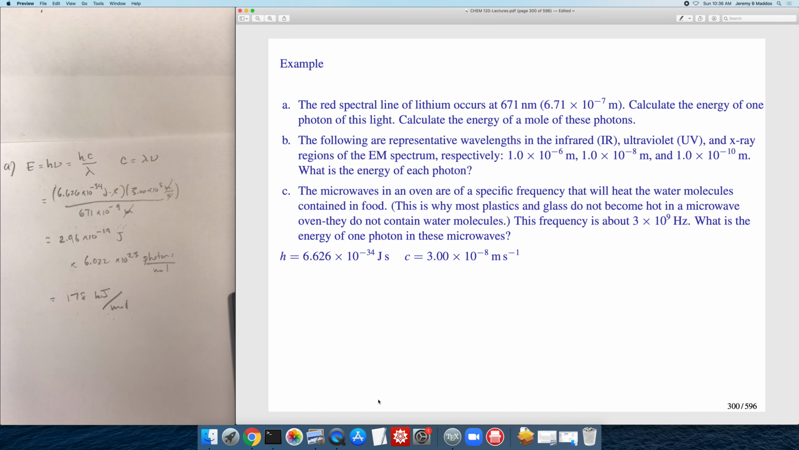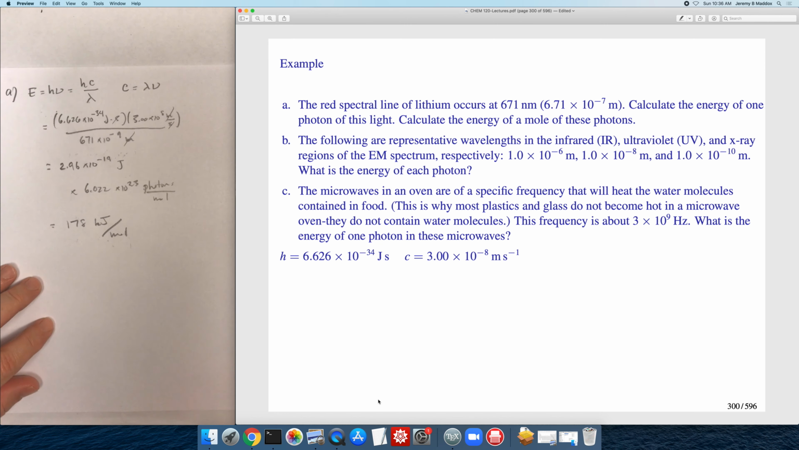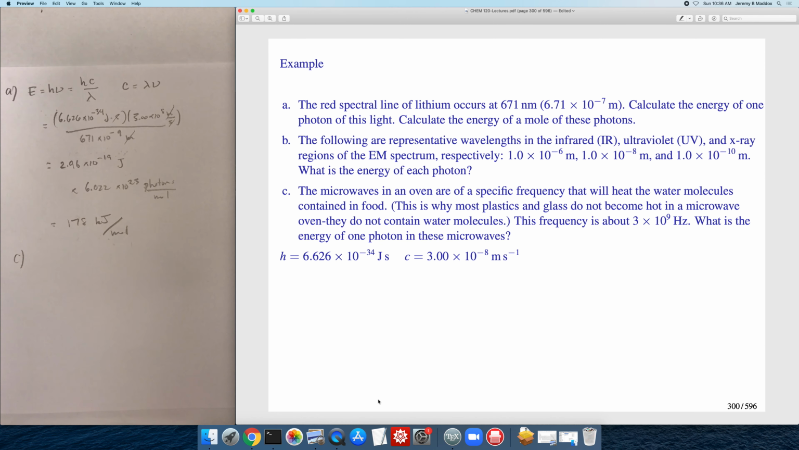Part B, you are given an assortment of wavelengths, and you're being asked to calculate the energy of each of these photons. I'm just going to leave that as an exercise for you. You just need to substitute in these different values for the wavelength. I will work part C. Part C gives you a frequency. It's talking about microwave radiation, the same microwaves that are used in microwave ovens.